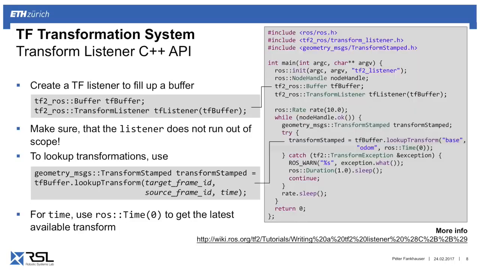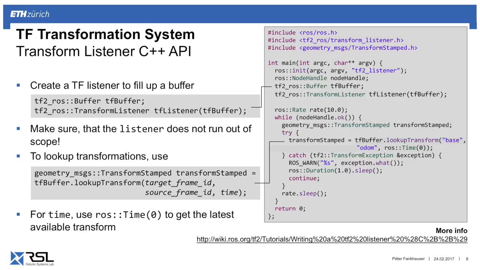Here's an example. It's a simple main file. You have the node handle. Like I said, you create the TF buffer and the TF listener, and you hand the TF buffer into the constructor of the TF listener. Very similar to previous examples, we go into a loop with 10 Hertz, and then here you see a try and catch scope. If this lookup fails, it throws an exception.